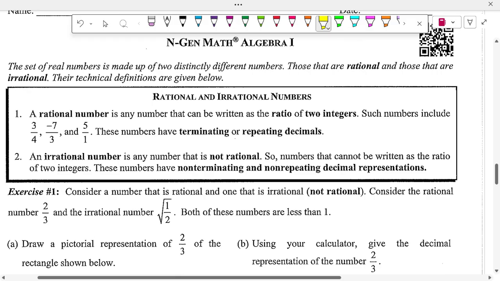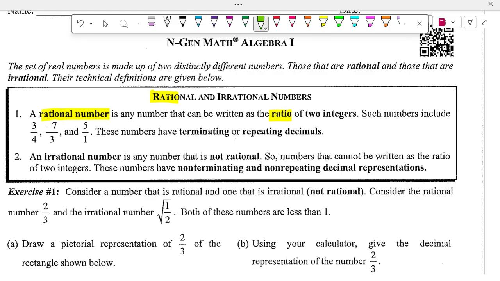Typically, how we can tell the difference between a rational and irrational number: a rational number is any number that can be written as a ratio. Hence the root ratio in rational. And what's another name for a ratio? A proportion, which is a fraction. So in other words, you can rewrite a rational number as a fraction in some shape or form. That can include any of these fractions here.